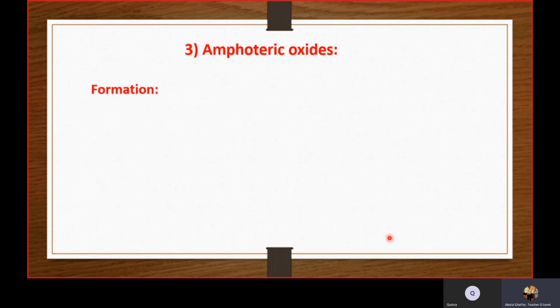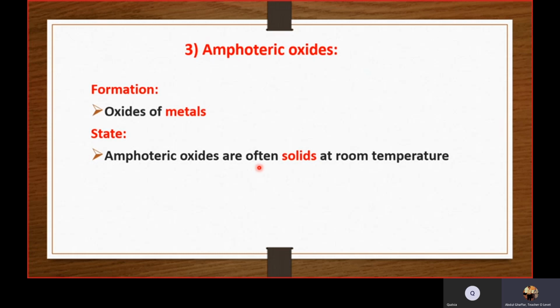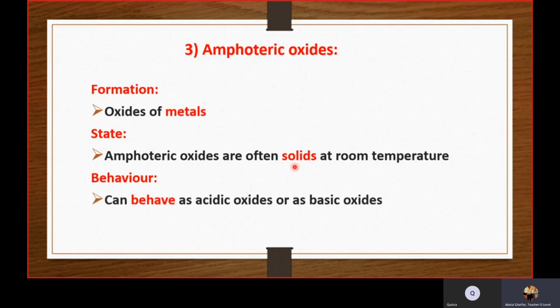Now the third type, that is the amphoteric oxide, and the points are the same, but there will be some change. What is the formation of the amphoteric oxides? Metals react with oxygen to produce amphoteric oxide, right? What is the state? Amphoteric oxides are solids at room temperature. Behavior, what is the behavior? What is the nature of the amphoteric oxides?